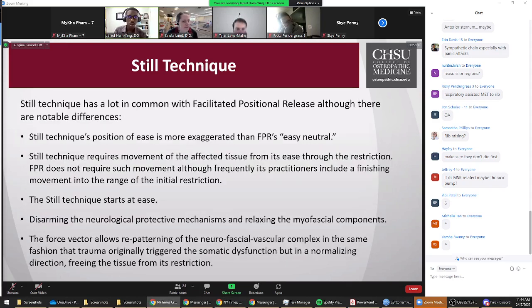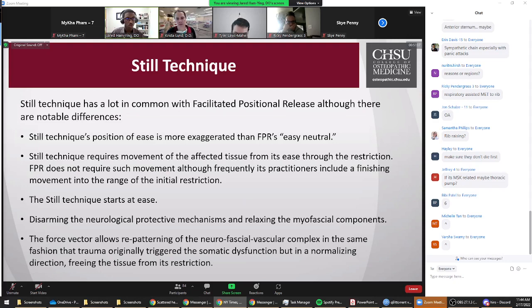Pretty similar to FPR as well, in the sense that you're still going into the ease, but with Still technique, you're going to go into the ease and then further exaggerate that ease, going further into the ease to loosen up and cause more laxity at that segment. FPR is more ease-neutral, basically meaning you're flattening that curve to a neutral position and then going to the ease. Here you're going to go to the ease and then exaggerate that ease further before going into the other motion, which will be the barrier, the opposite of how you work with FPR. So you go into that ease first, exaggerate it, and then move into that barrier to clear that restriction. But we're going to start off in that ease first.